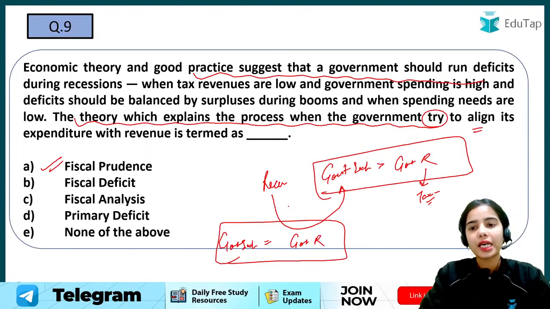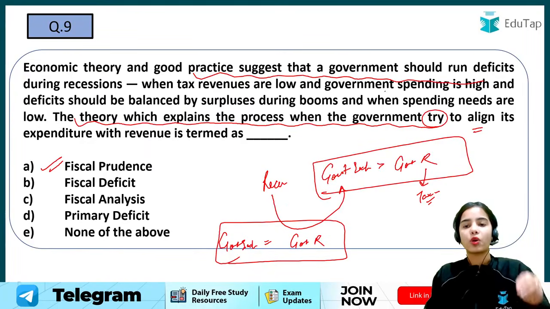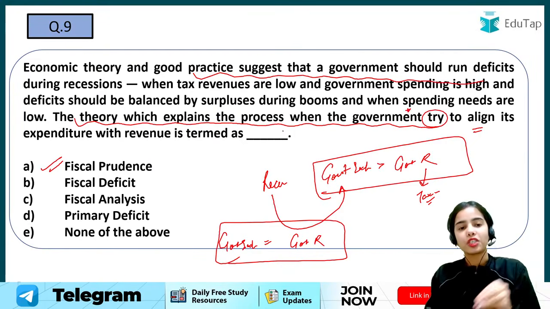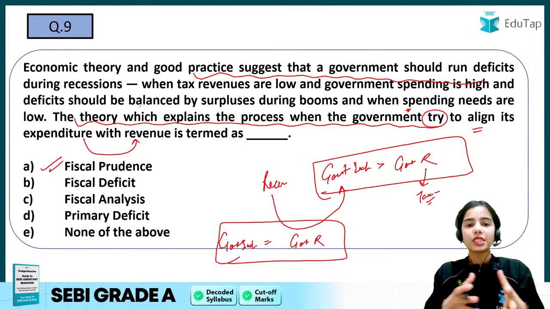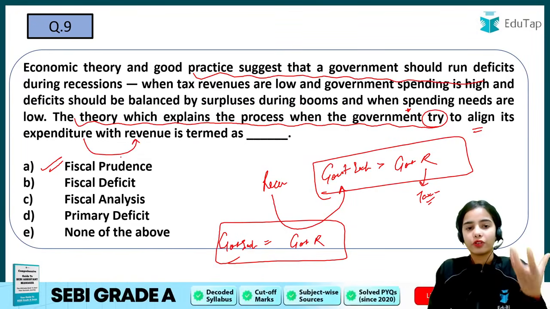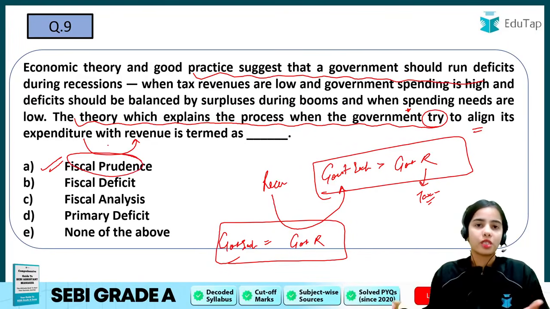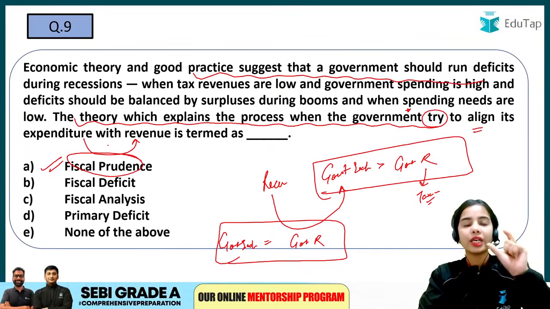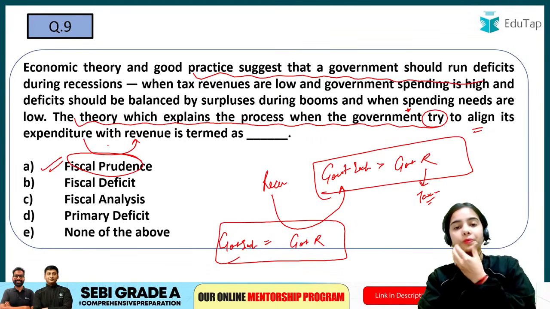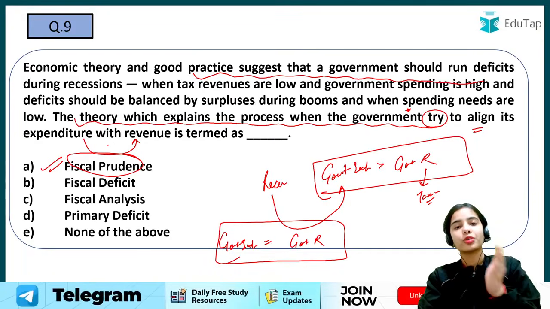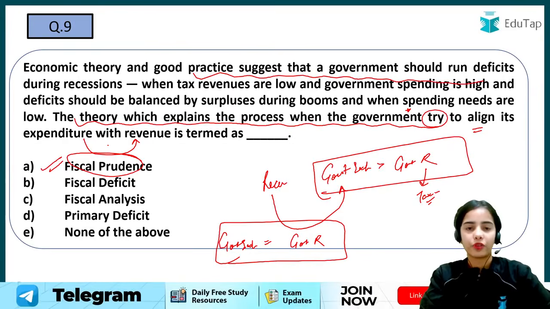Okay, so this is the idea: if the government is trying to align its expenditure, trying to reduce its expenditure so that it is equal to its receipts, its revenue, this kind of process is termed fiscal prudence. Okay, prudent, you can understand the word prudent. That means the government is focusing on expenditure that should be aligned with the receipts of the government.